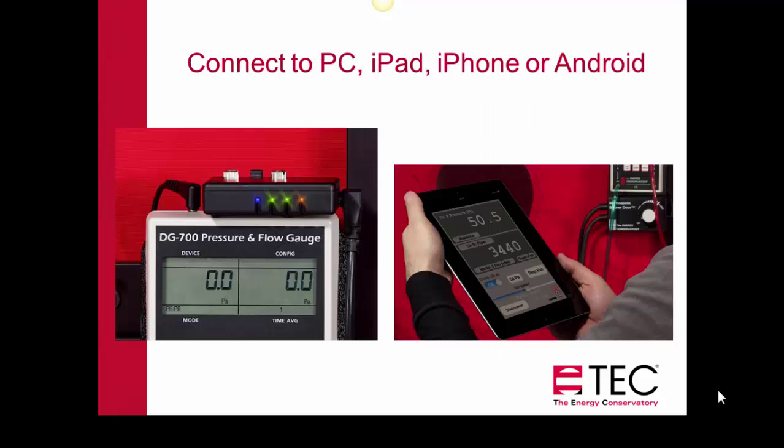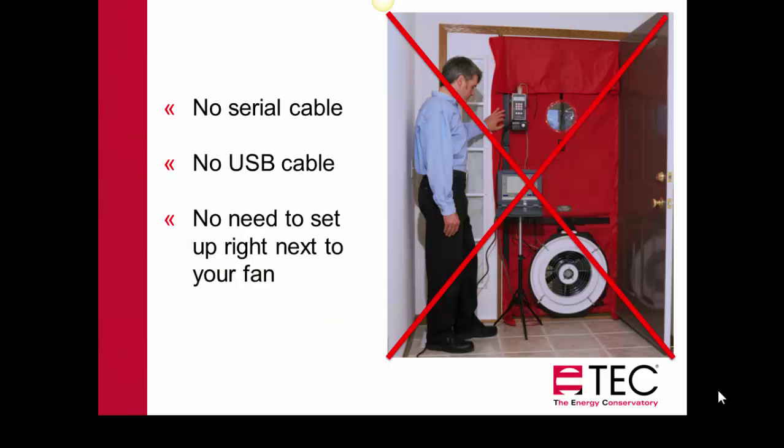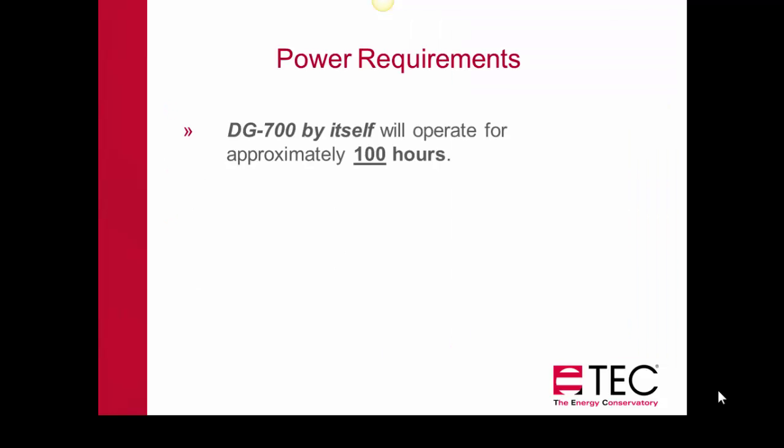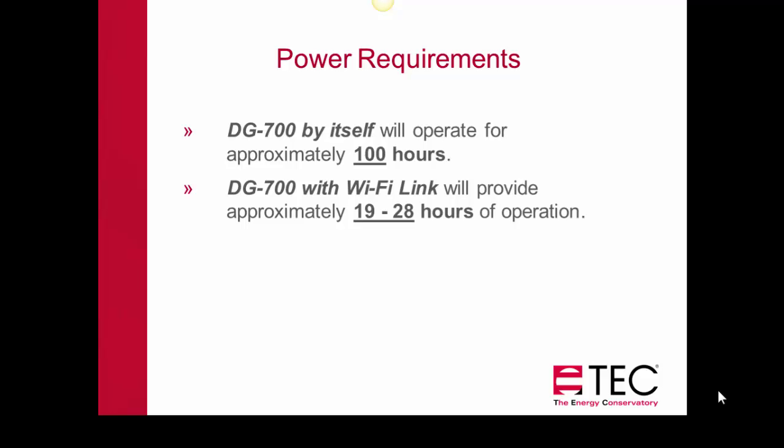And you can connect to either PC, iPad, iPhone, or Android phone or device. It'll work with all of those. So it eliminates the need for cabling, for serial or USB cables, and you don't need to be right up next to the fan like you would with cabling, and so it gives you some flexibility in a house. The DG700 by itself is very good on batteries. You rarely need to change batteries when you're using the DG700 by itself. But the Wi-Fi Link does draw quite a bit of additional power.